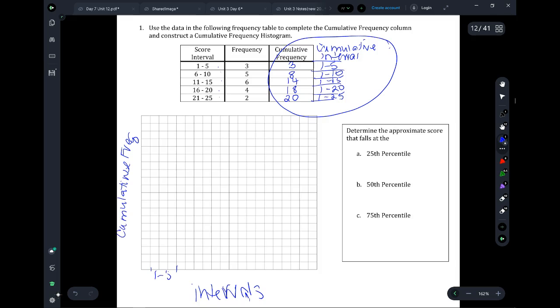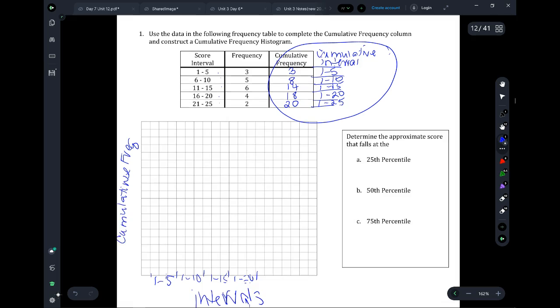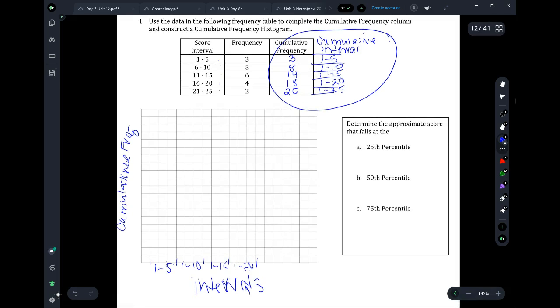So this will be 1 to 5, this will be 1 to 10, 1 to 15, 1 to 20. Oh my gosh, my pen is bothering me so much. And then 1 to 25. I need to get a new pen, I think.